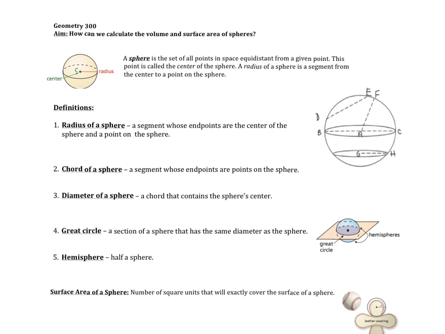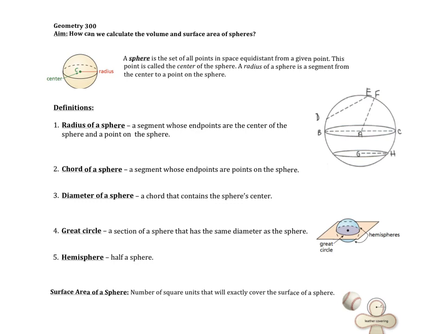Everyone, Mrs. Greenman here. I'm going to talk to you today about how to calculate the volume and surface area of spheres. First of all, take a look at the definition. A sphere is the set of all points in space equidistant from a given point. This point is called the center of the sphere. A radius of a sphere is a segment from the center to a point on the sphere.